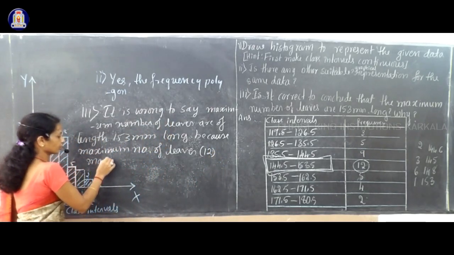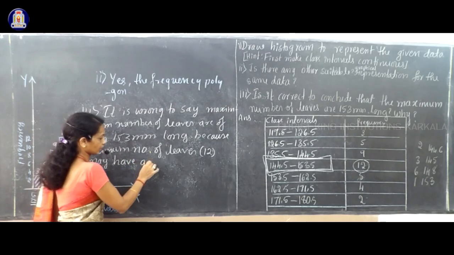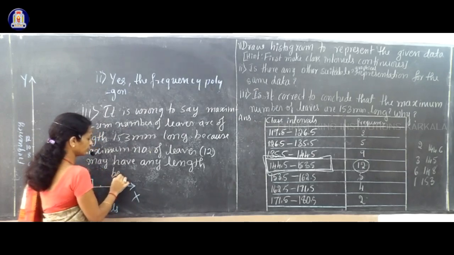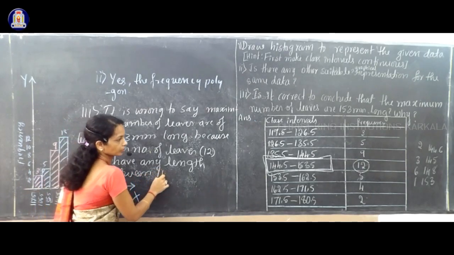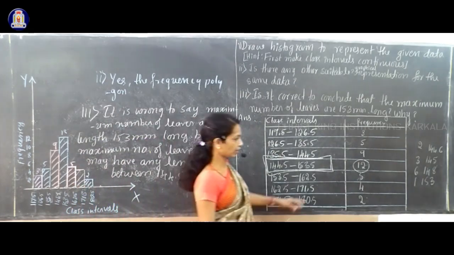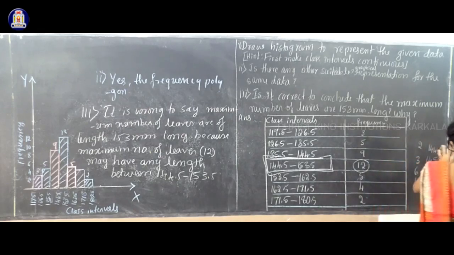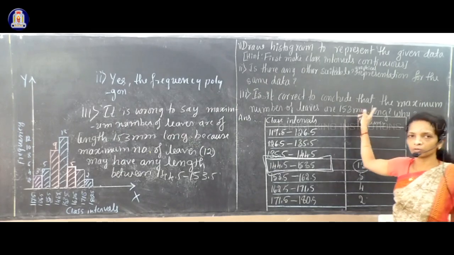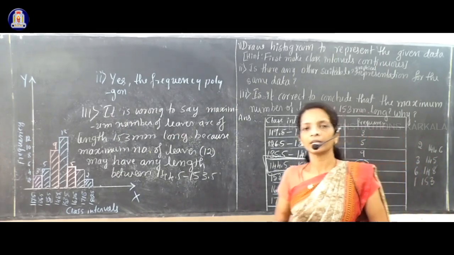We have any length between 144.5 to 153.5. Okay, I show one possibility, that is like this: 2 leaves are of this much length, 3 leaves are of this much length, 6 leaves are of this much length. One leaf is with the length of 153. So at that time it is wrong to say that all these 12 leaves are of length 153 millimeter long. Okay, like that you can give many other possibilities.